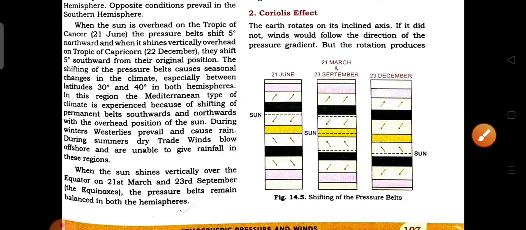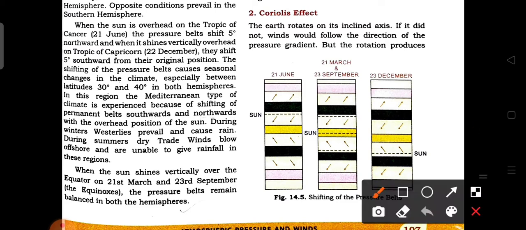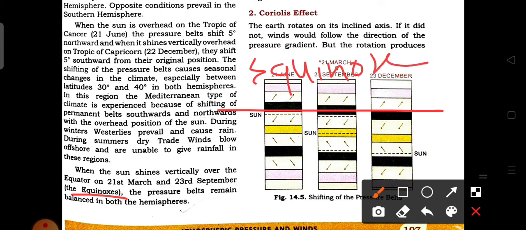When the sun shines vertically over the equator on the 21st March and 22nd September, that is equinox, the pressure belt remains balanced in both the hemispheres. So, equinox means when the sun is overhead on the equator, a condition in which the temperature is balanced in both the hemispheres.